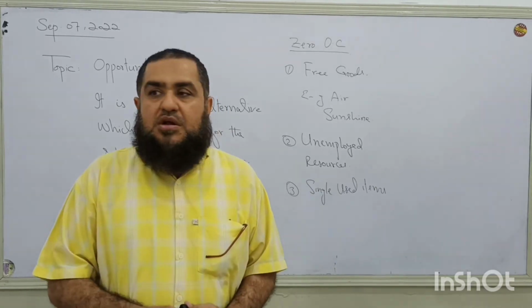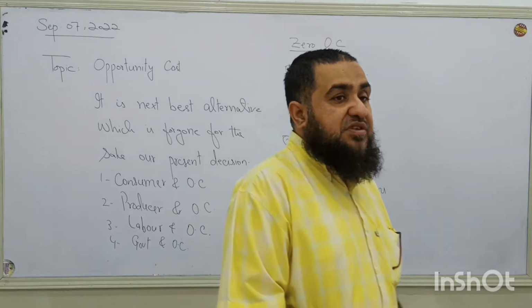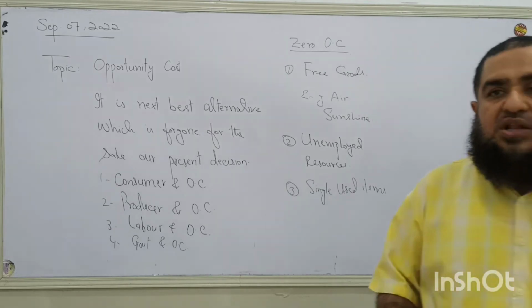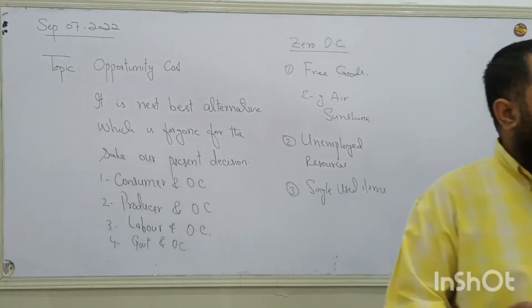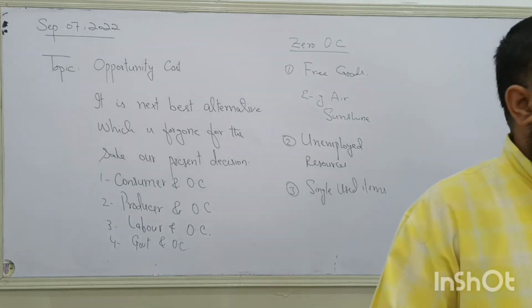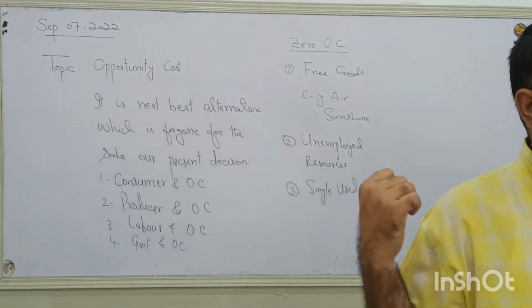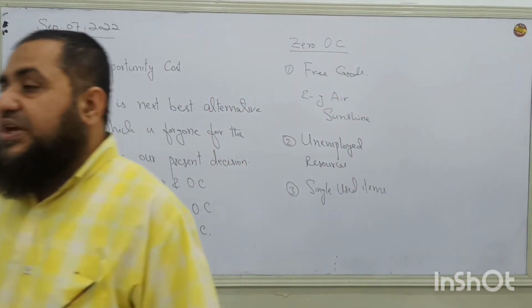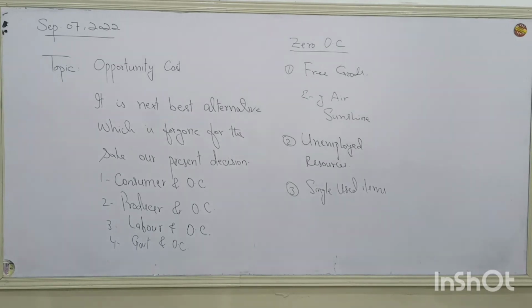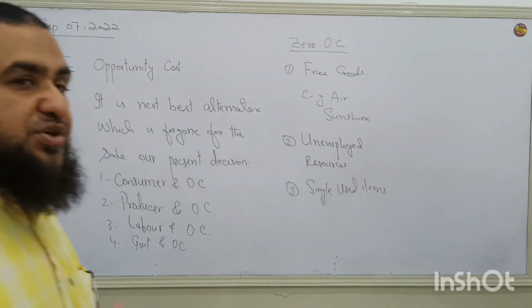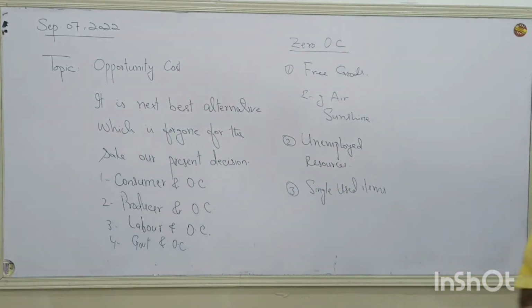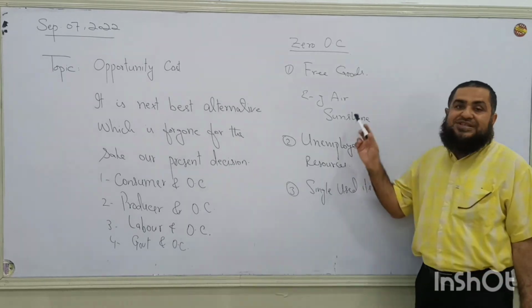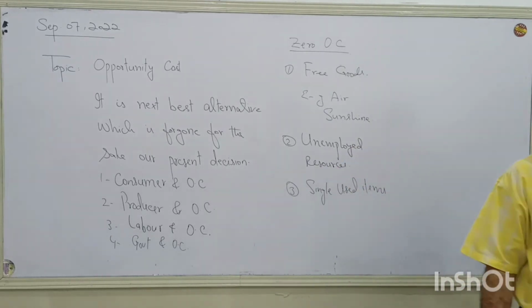There are different options. But there is a single machinery which has a single use. It is only used for stitching of gloves. It cannot do any other thing, or stitching of cloth. So when we have a machinery which is in single use, it has zero opportunity cost. There is no other option for that machinery to be used. So all these three items, like free goods, unemployed resources or single used items, have zero opportunity cost.